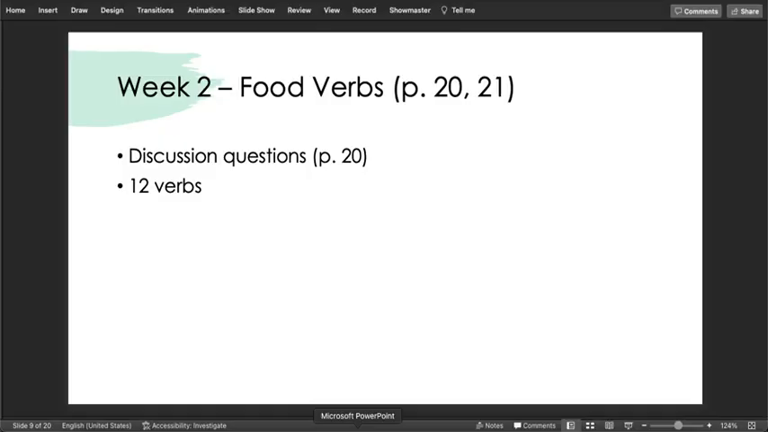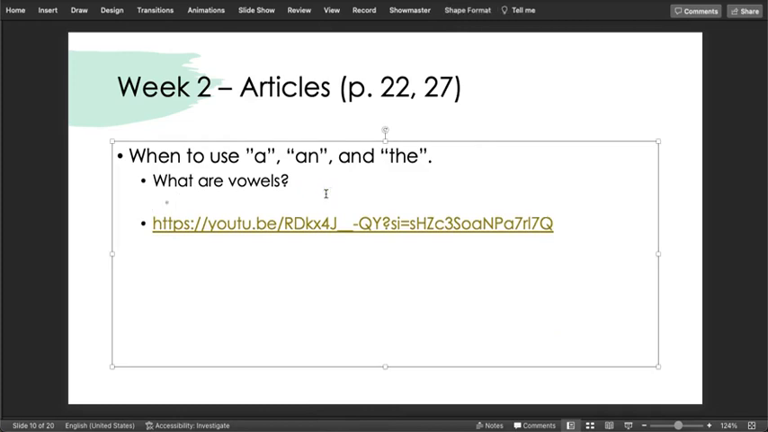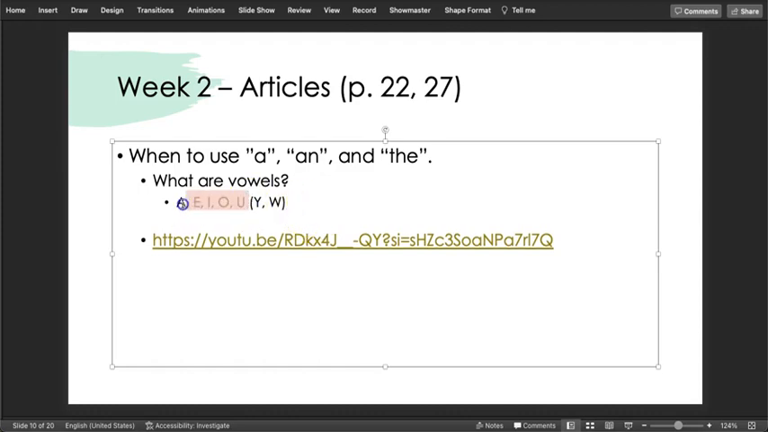So, when do we use a? When do we use an? When do we use the? It's important to know what vowels are in English. A, E, I, O, U, sometimes Y, very sometimes W, right? But these are the ones we want to worry about. So, all of these should be answered in that video, all of the other questions.